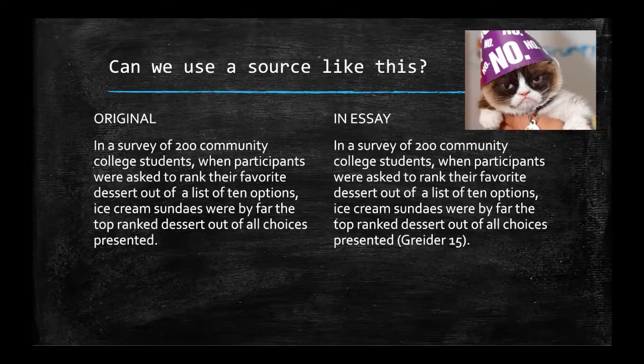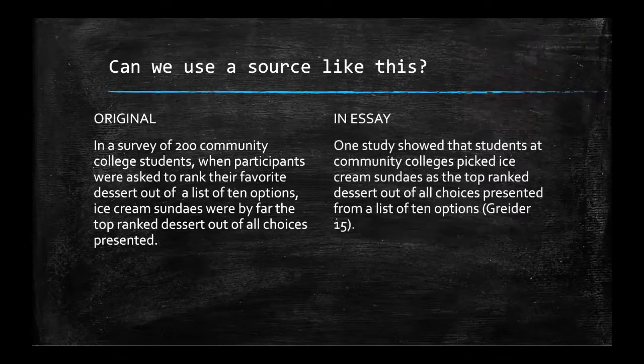And those quotation marks would indicate correctly that the words are written by someone else. It does have a proper citation at the end of the passage in the essay here. It says Grider 15 in parentheses, but we do need those quotation marks to indicate that the words are taken exactly from the original.